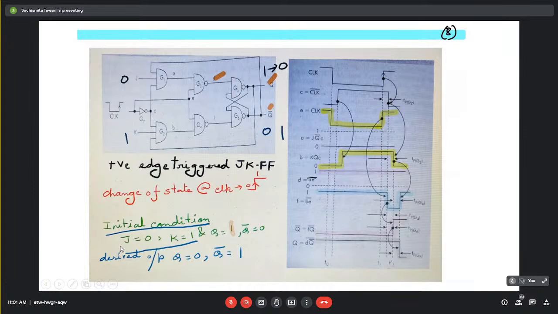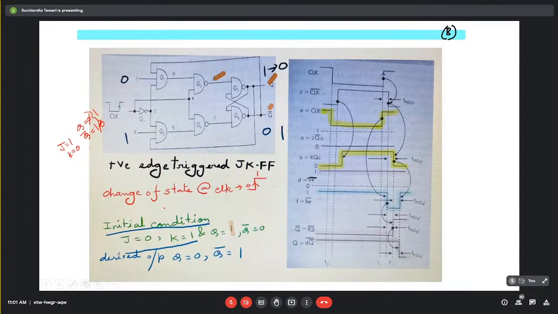initial conditions. Now there can be a lot of initial conditions, means suppose J is equal to 1, K is equal to 0, and Q is maintained at 0 and Q bar is equal to 1, this could be one condition, or this could be 1, this could be 0, this will be another condition. So several conditions can be there, combinations of this and this can be there.